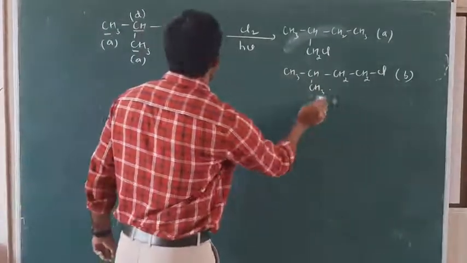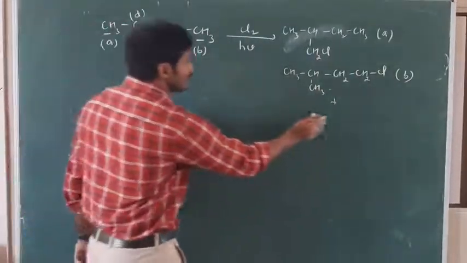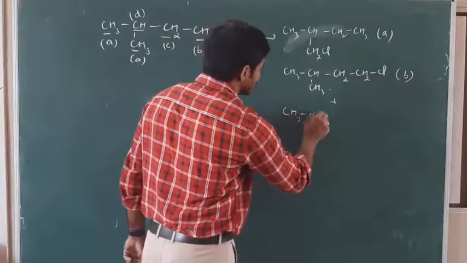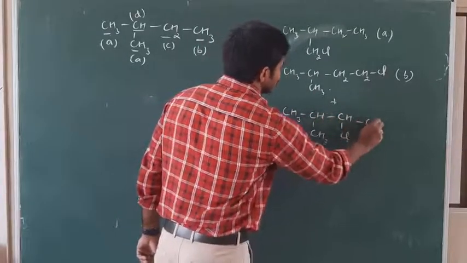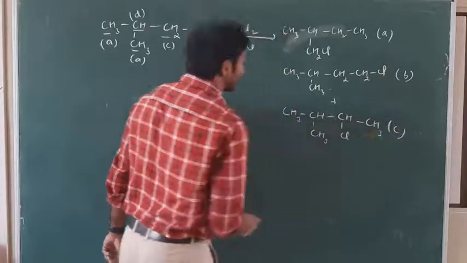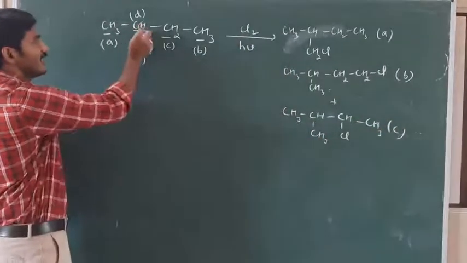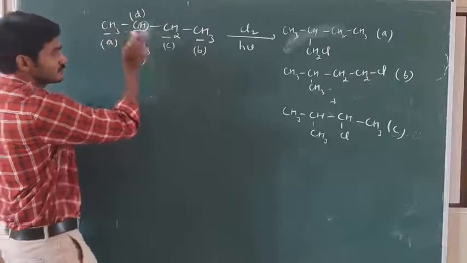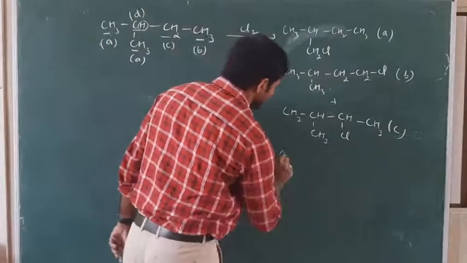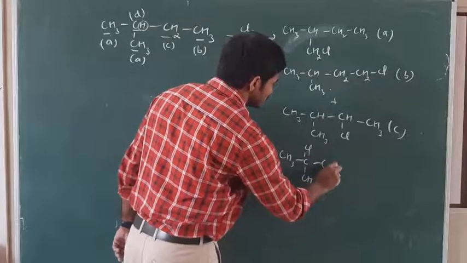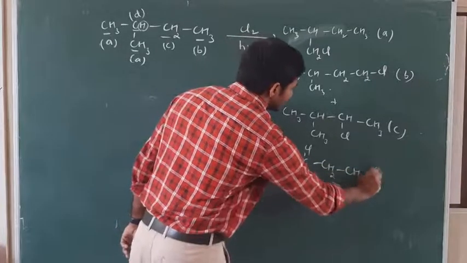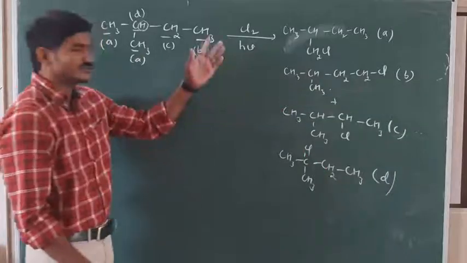C is, we have two hydrogens here. One hydrogen we can substitute with 1 chlorine. It is C type. And D, we have 1 hydrogen. This hydrogen can be substituted by another chlorine. CH3, CCl, CH3, CH2, CH. This is D. Among these 4, which is major?